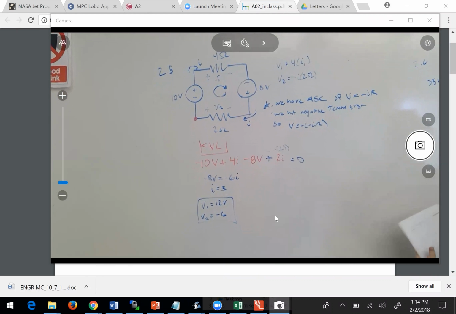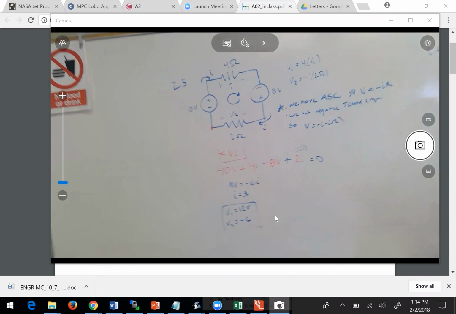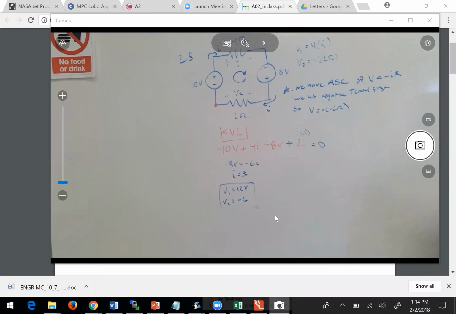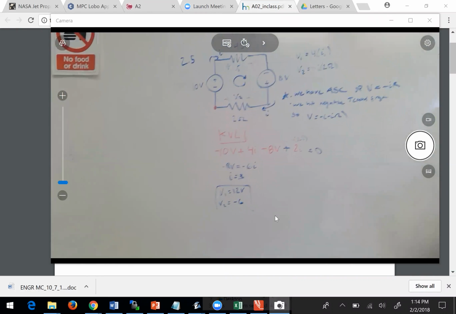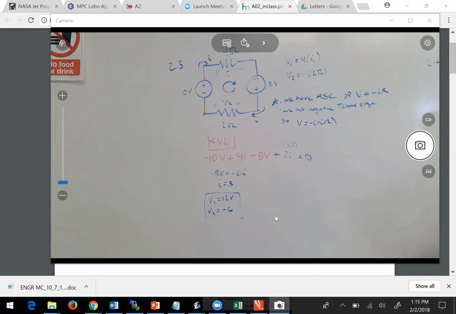Because you would actually have labeled the voltage with the plus on the right side of the 2 ohm resistor and the minus on the left side. You would have labeled it passive sign convention. But they asked for V2 using that particular orientation. That's what they wanted to know. So with that orientation, it's an active sign.